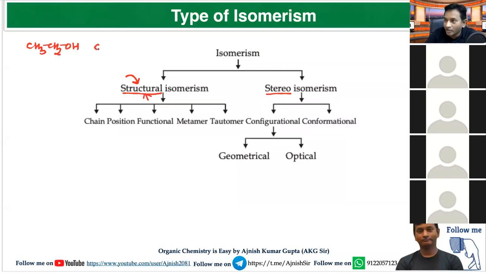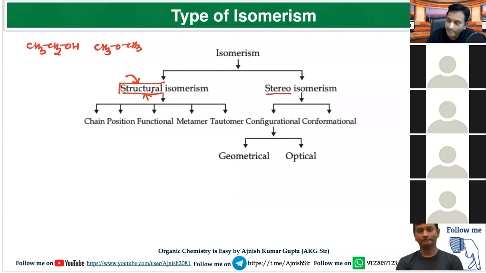This is ethanol and this is methoxymethane. The IUPAC names of these two compounds are different. In the connection here, oxygen is attached to hydrogen and carbon. Here, oxygen is attached to carbon and carbon. So when structures, connections and IUPAC names are different, such isomers are called structural isomers. Is it clear?